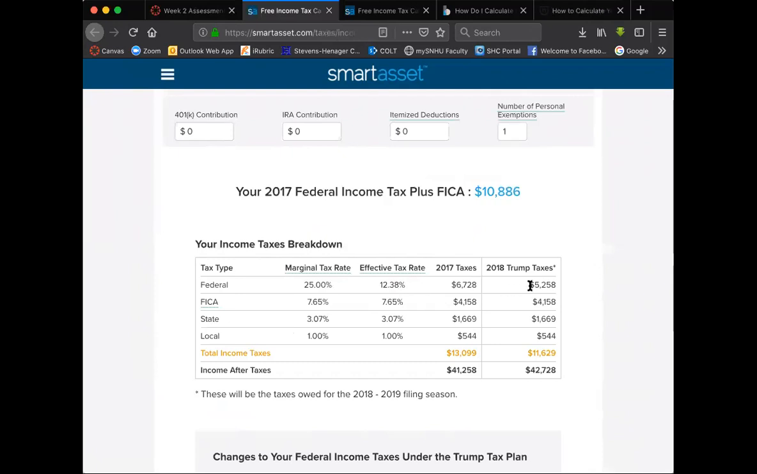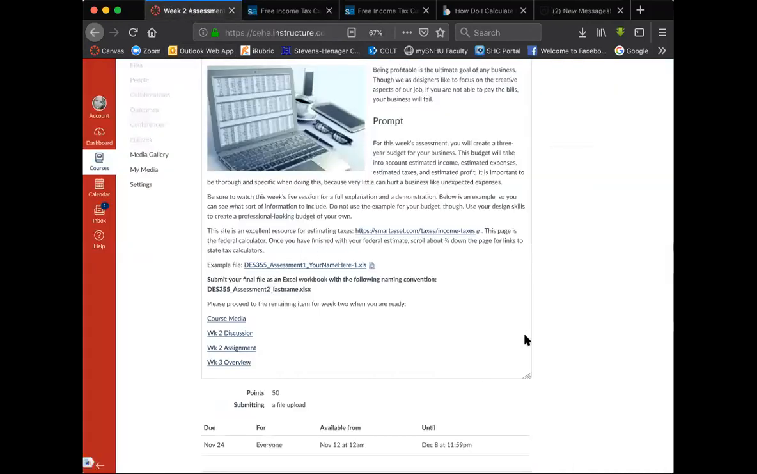So I was taking into account the 2018 taxes, not 2017. So you can see federal is about $5,258. FICA, again, 7.65% based on the income that you put in there. That's the amount that comes here. There's state, there's local, and there's total. So this is what you'll use for your assessment here.